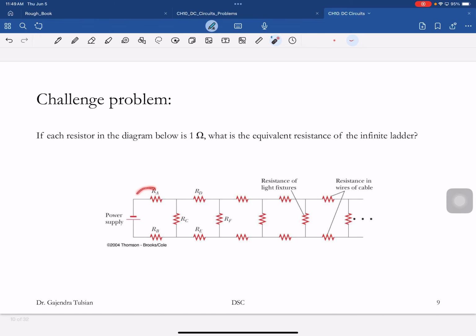All right, here's an interesting problem. I've known this for a long time. Essentially, imagine each one of these resistors is a 1 ohm resistor. Go try this at home.